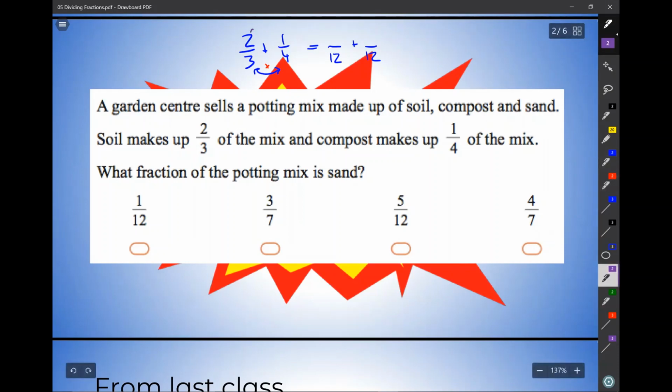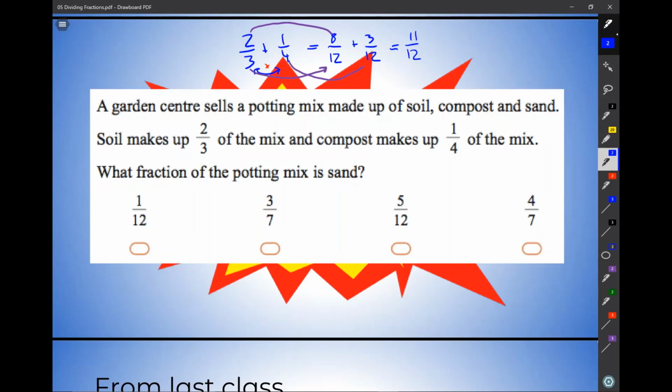Now, the way we change this 2 is we think about what we did to this 3 to make it a 12. We times it by 4, so we have to times our 2 by 4 as well. What did we do to the 4 to make it a 12? We times it by 3. So we have to do the same thing to our 1 as well. So that means the answer here is 11/12.